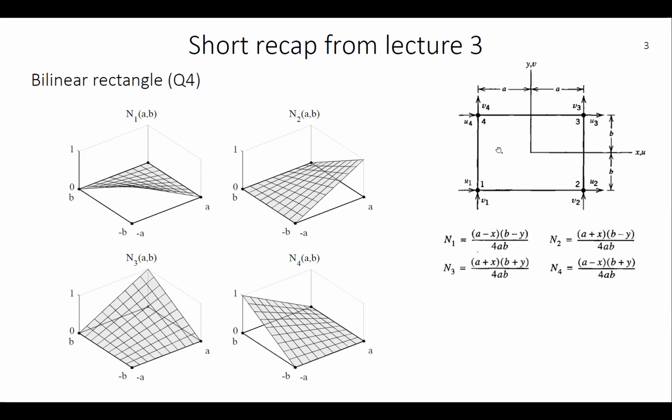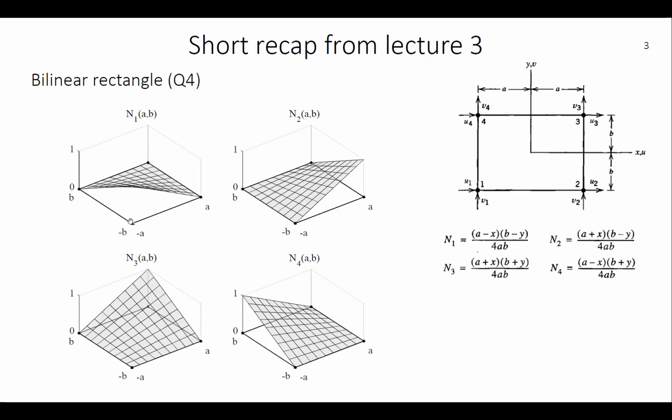So if we put in minus a and minus b, we end up here. So minus a, minus b, we end up having the value 1. And you can test this for the other nodes 2, 3, and 4 and realize that we end up with values 0. You can also illustrate this by plotting these shape functions, say in MATLAB or some other software, which I've done here.